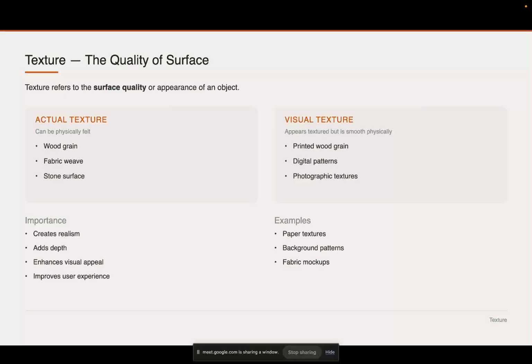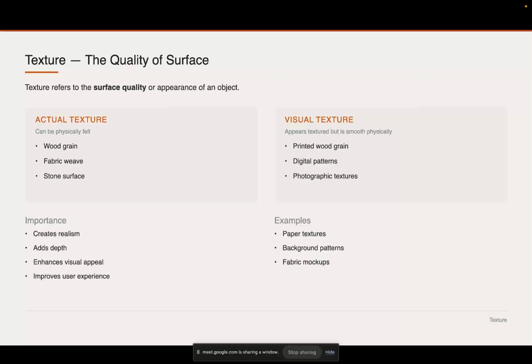So actual textures are like wood grains, fabric weaves, and stone surfaces, while visual textures are like printed wood grains, digital patterns, and photographic textures. What they do is create a sense of realism, add depth, and are visually appealing, and also improve the visual interface. Why I say experience is that the invoking of emotion or the sense of realism is what makes the experience unique or improves it.